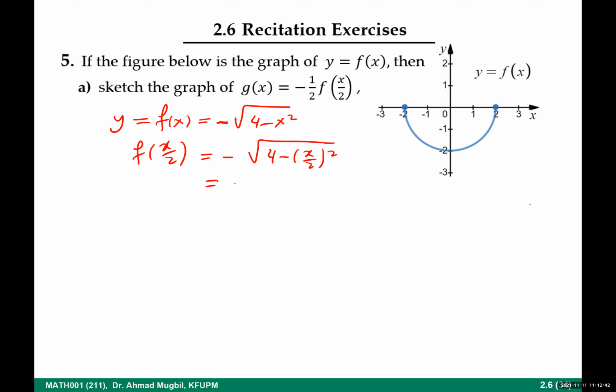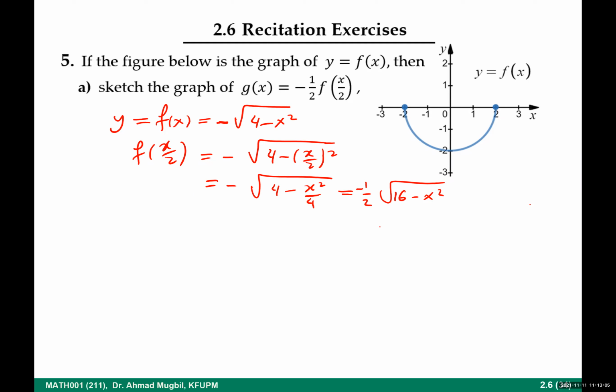This is not, of course, practical, but just to have an idea. Here it is. Now it will be negative square root of what? 16 minus x squared over 4, under the square root, it will be 2. So we will have here negative half. Is that right? After simplification. Are you with me? Now, this is f of x over 2.